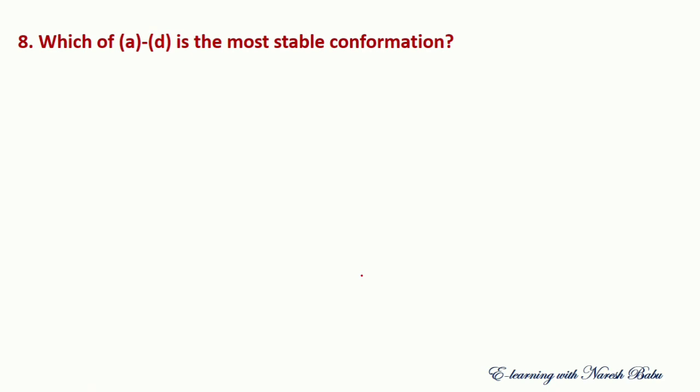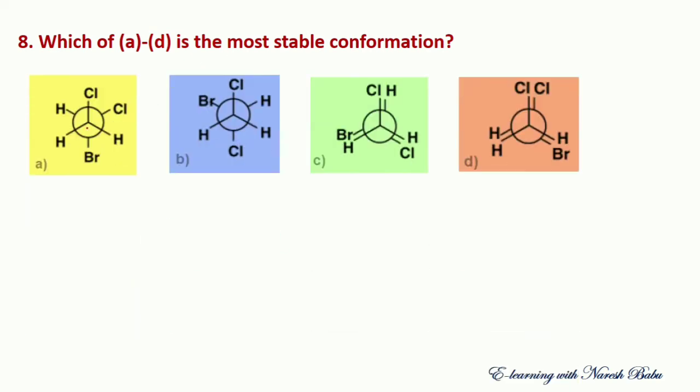Which of A to D is the most stable conformation? Which is the most stable conformation among these four given Kekulé structures? As we know, when comparing cis and trans, trans is very stable, cis is much less stable. So these two are cis conformations. More steric hindrance we can observe with chlorine, chlorine, hydrogen, chlorine, chlorine in this one. So this does not have stability, and this is also not stable.